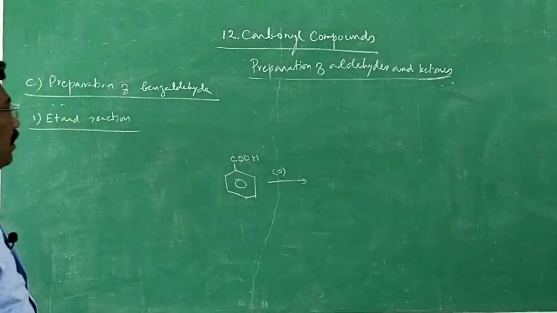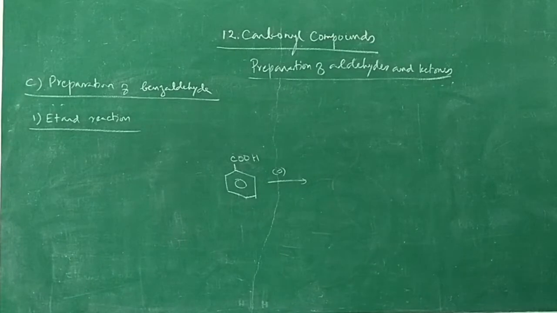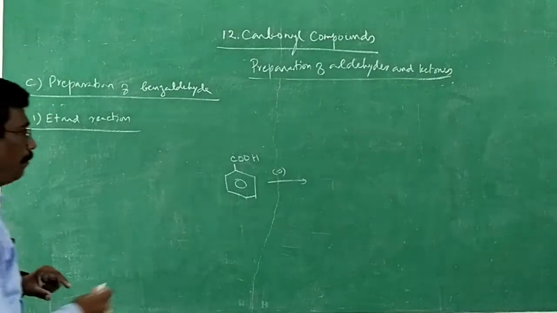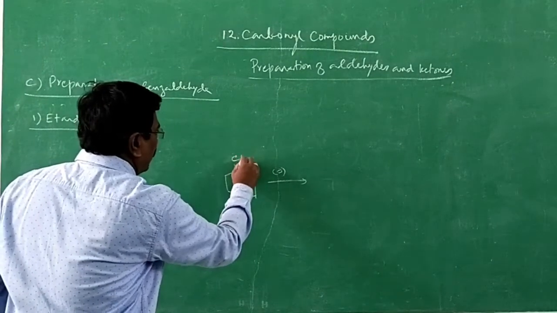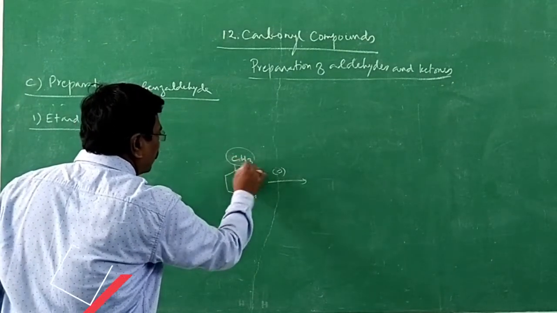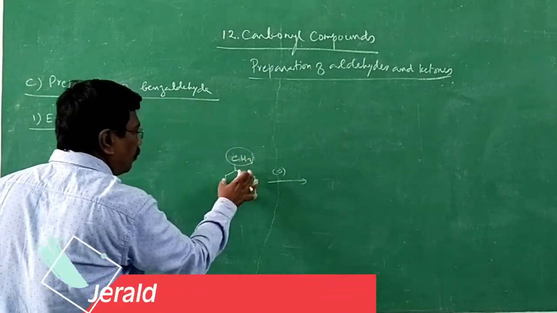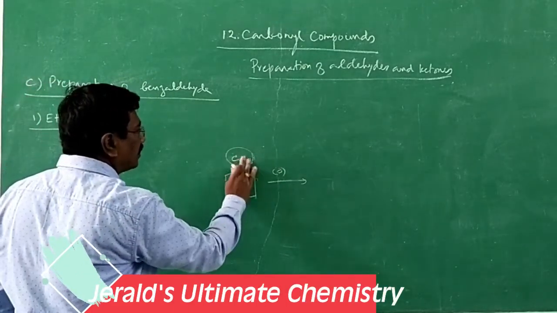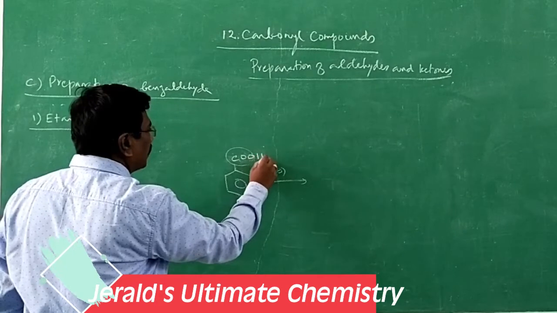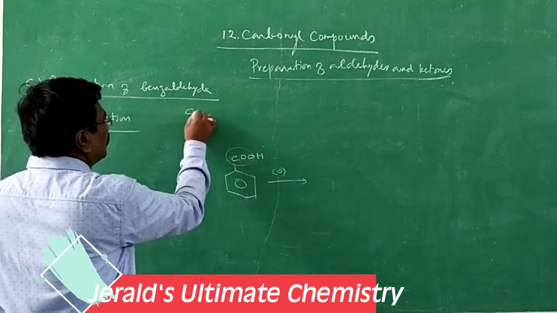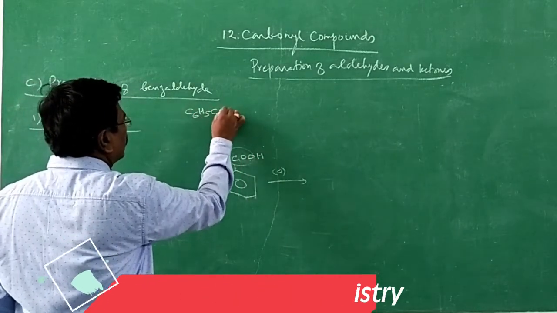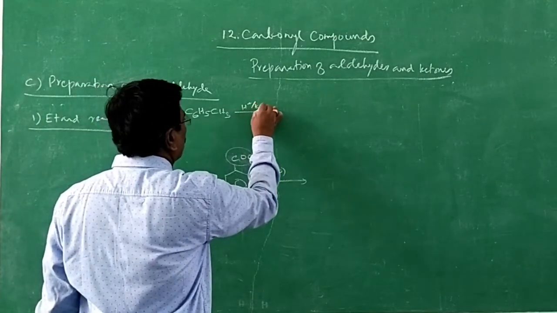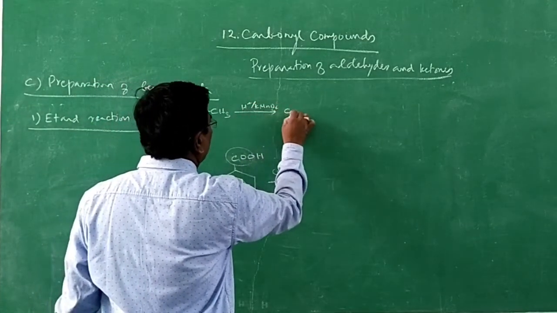Side chain oxidation of toluene. So here we are going to oxidize the side chain. It is the benzene nucleus, it is the side chain. Oxidation using strong oxidizing agents results in the formation of carboxylic acid, benzoic acid. So C6H5CH3 with strong oxidizing agents like acidified potassium permanganate may result in the formation of benzoic acid.